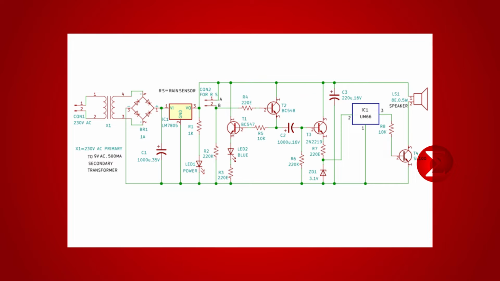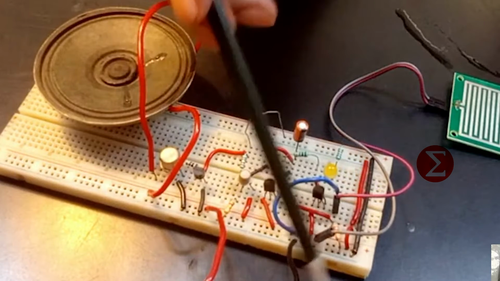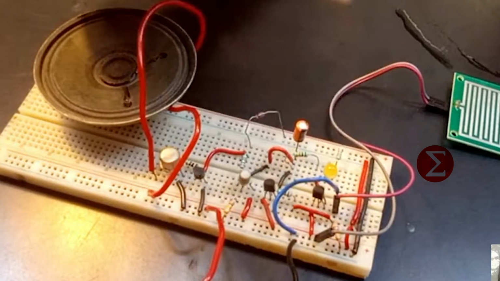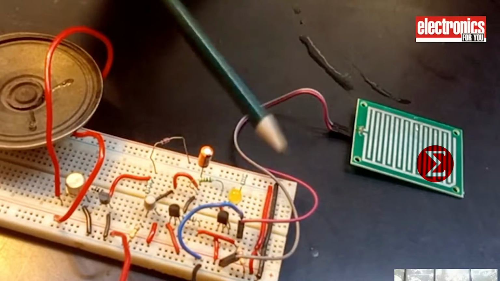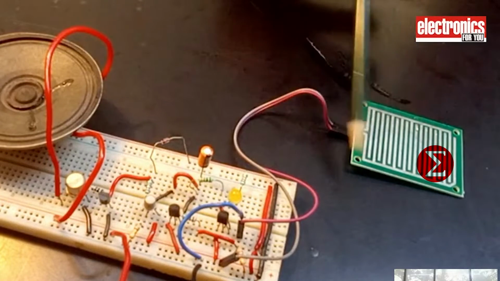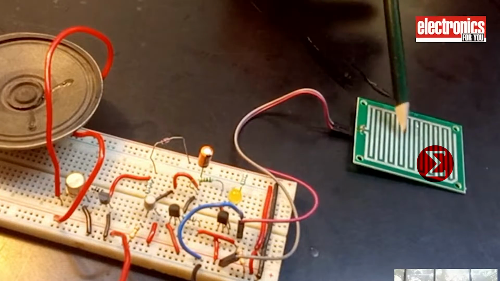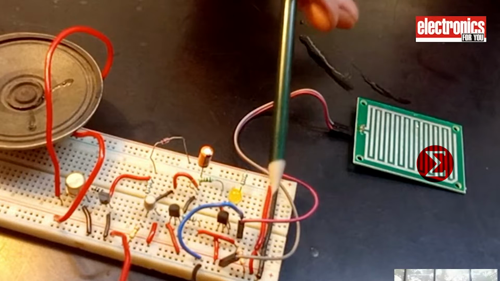Let us take a look at the circuit diagram. You can see a transformer, bridge rectifier, and voltage regulator IC in the circuit diagram, which is used to get a power supply. Over here we have used an external power supply, hence have not used these components in our prototype. This is the rain sensor. It has two wires. When the rain droplets touch this sensor, both the wires are shorted.